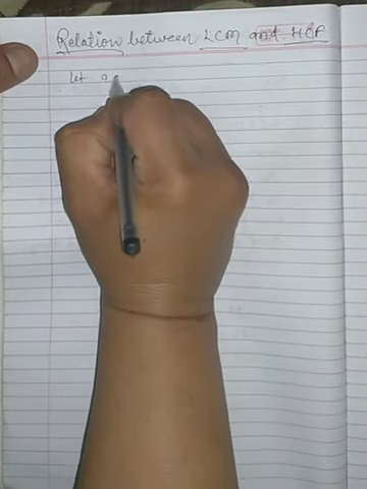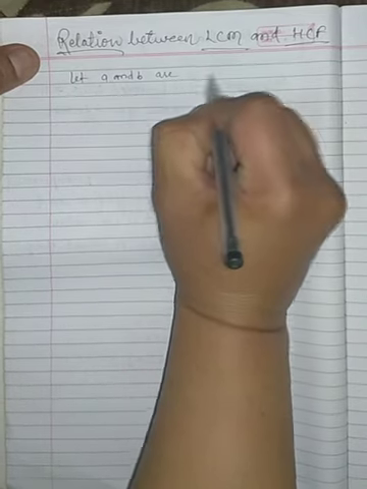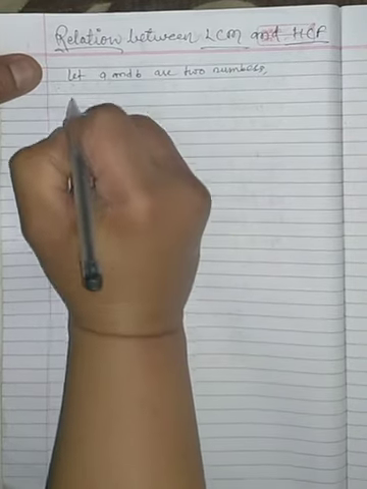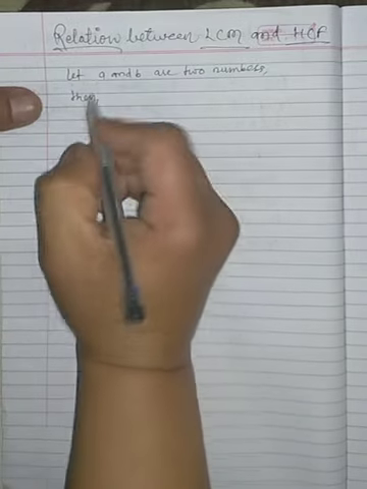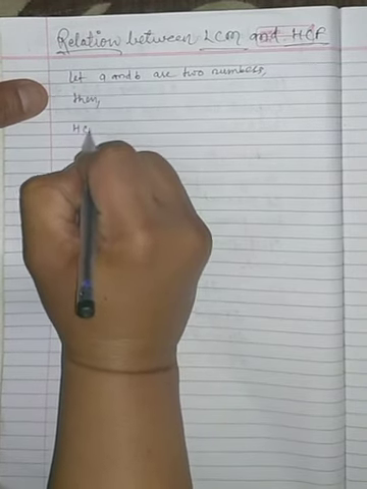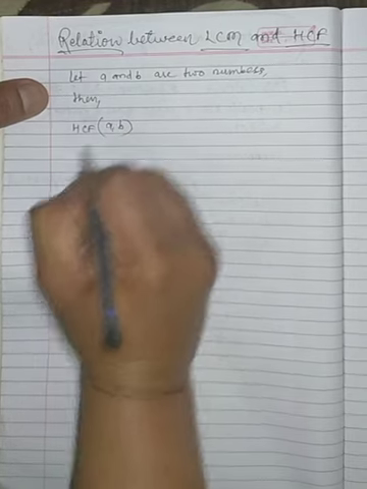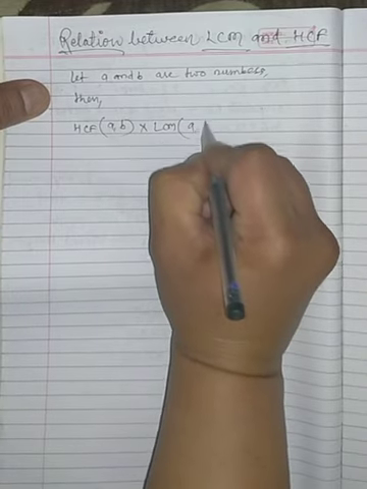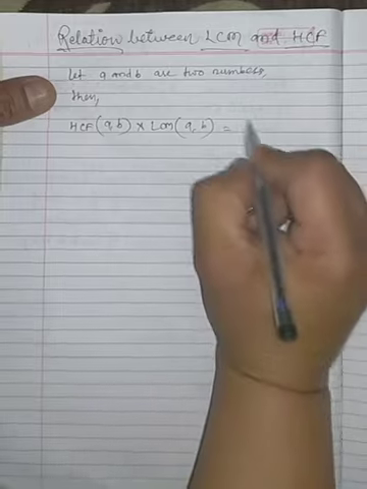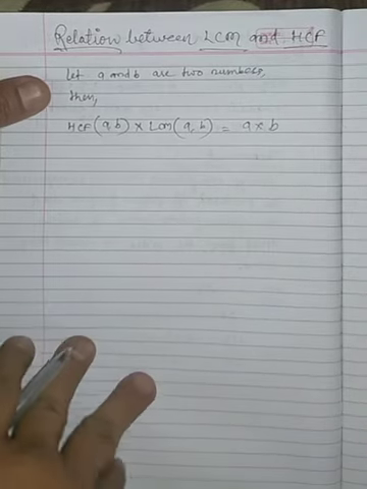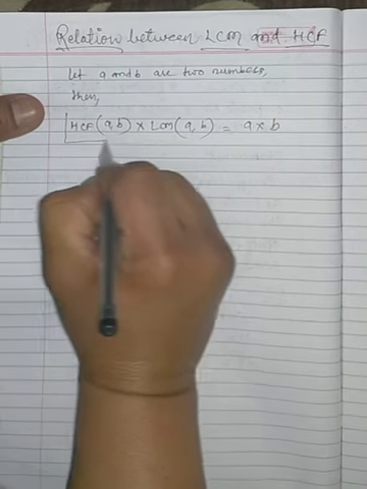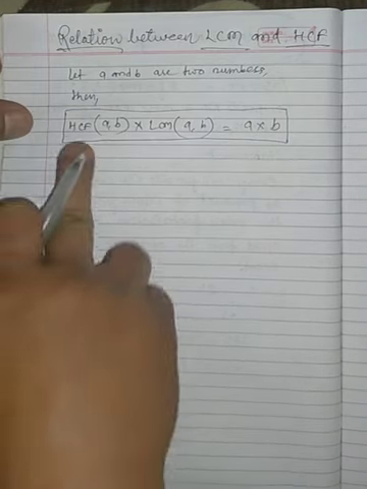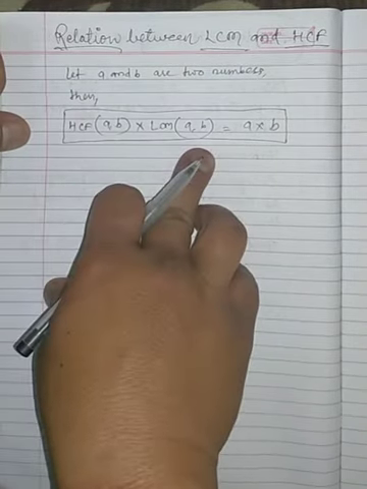Let A and B be two numbers. Then the relation says that HCF of the two numbers A and B into LCM of the two numbers A and B is equal to the product of the two numbers, A into B. So HCF into LCM is equal to the product of the two numbers. This is the relation between HCF and LCM.